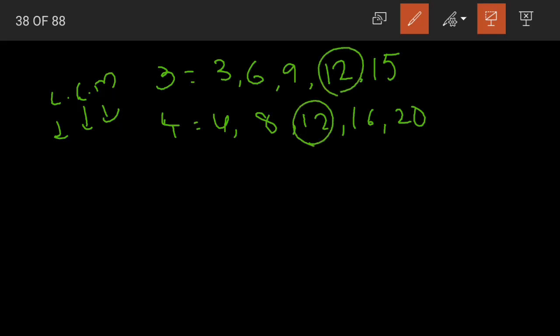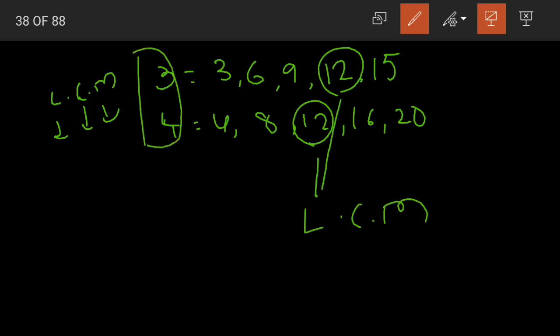12. Both 3 and 4 have 12 as one of their multiples, and also it is our first common multiple, that is nothing but the least common multiple of 3 and 4. LCM of 3 and 4 is equal to 12.